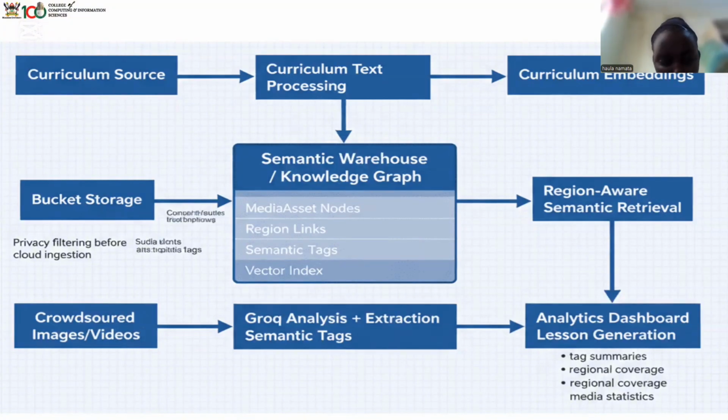Here is an image showing the semantic extraction process, from the whole process. So we have the curriculum source. Before the semantic extraction, the uploaded media exists as highly unstructured visual and textual content. Then the vision language models transform these artifacts into semantic descriptions, contextual captions, and semantic tags.